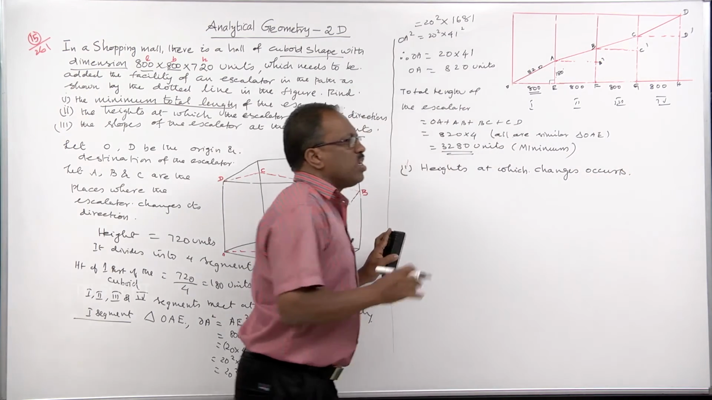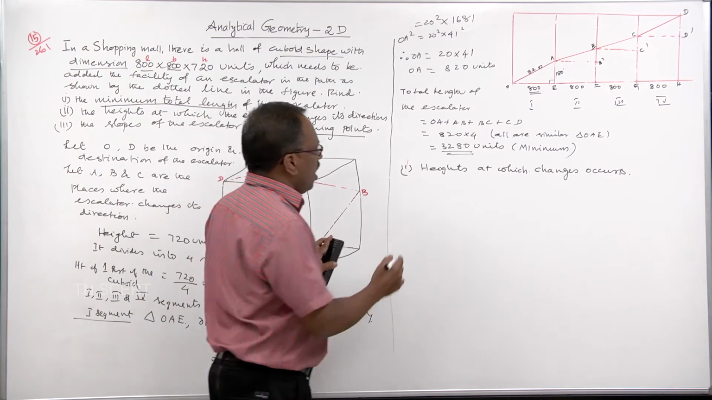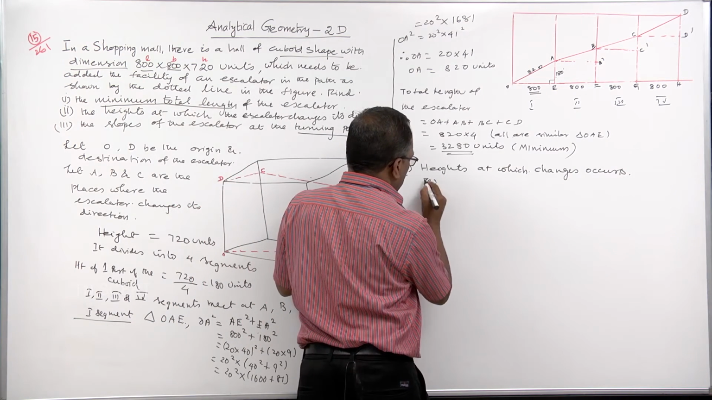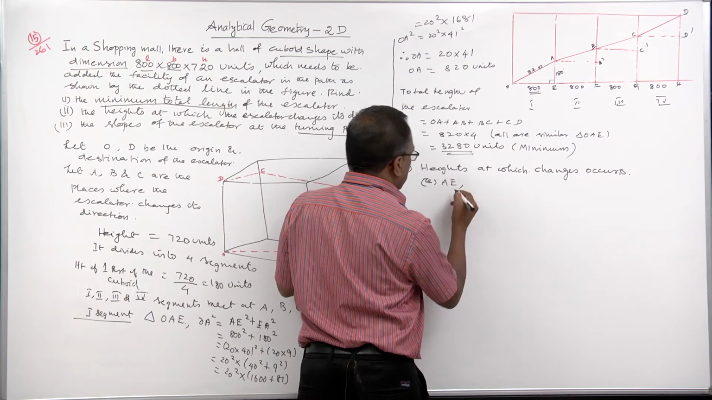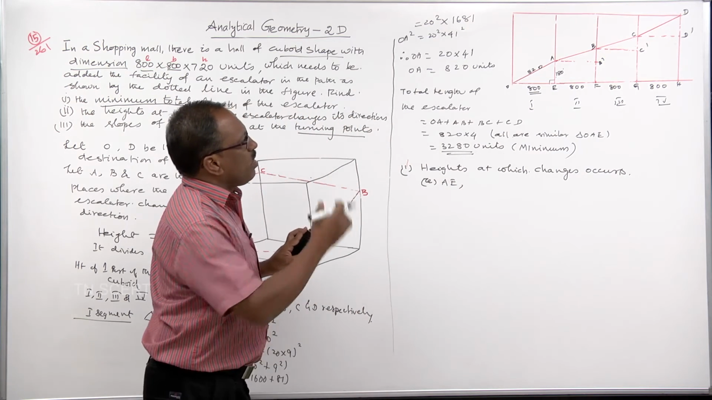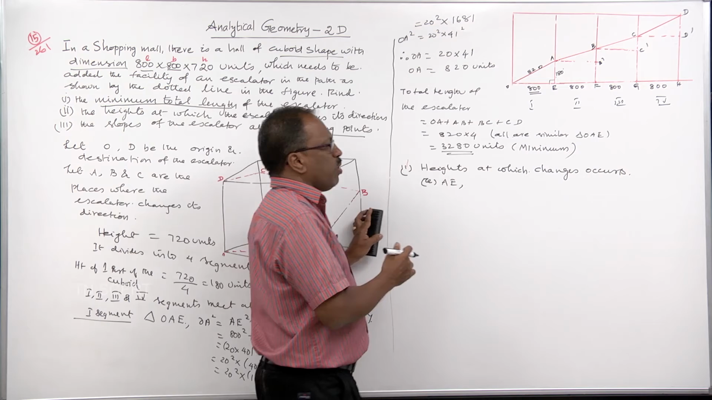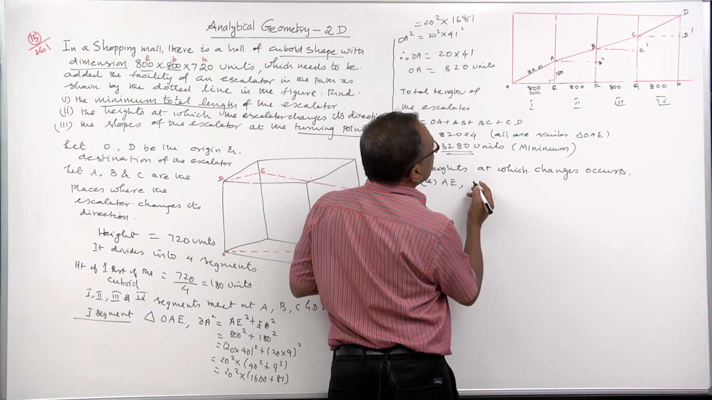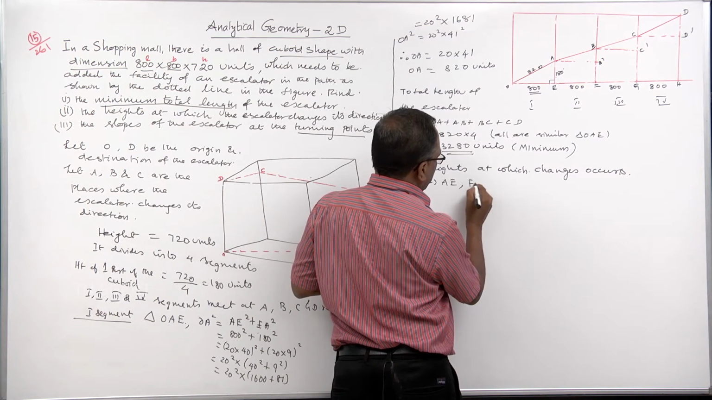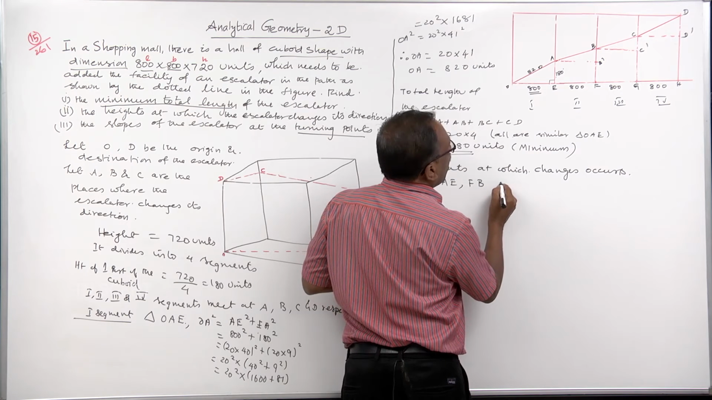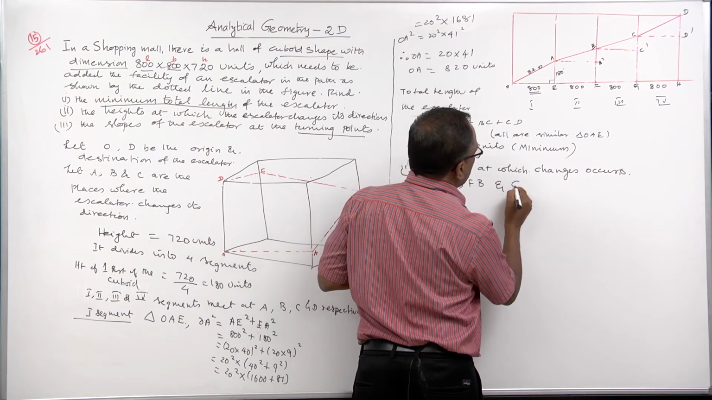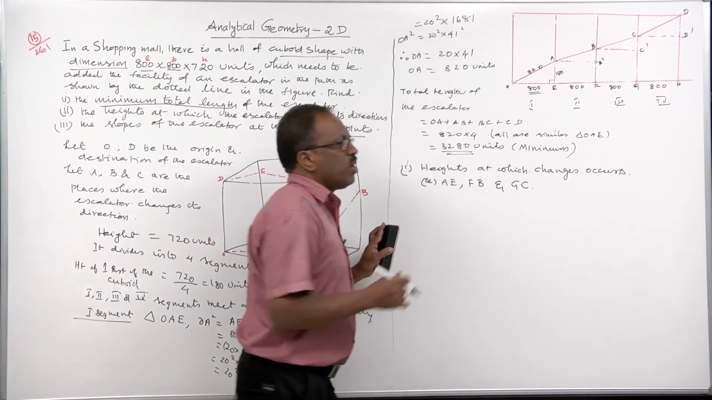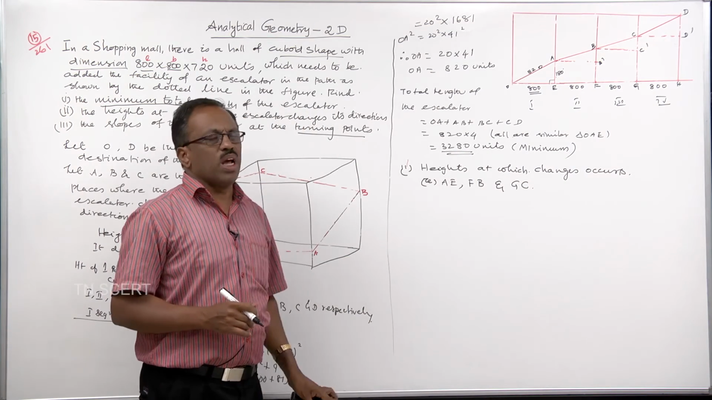So we have to calculate some distances. What is the length? That is nothing but AE we have to calculate. Second point, we have to calculate F to B. And G to C. Like this we have to calculate all the distances.